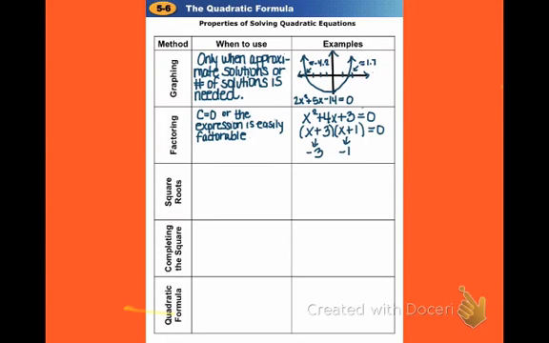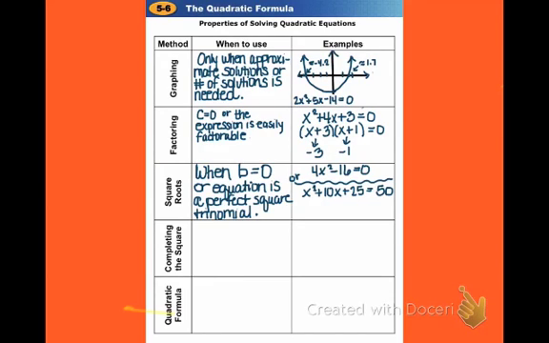Now, we've also used the method of square roots, and this is when we use square roots. When the b in ax squared plus bx plus c is equal to 0, in other words, you don't have an x term, you just have an x squared term and a constant term. That gives you the opportunity to isolate the variable and take the square root of both sides. Or when your equation is a perfect square trinomial. Some examples like this: 4x squared minus 16 equals 0. So you could isolate that x squared by adding 16 and dividing by 4, and then you could just take the square root of both sides.